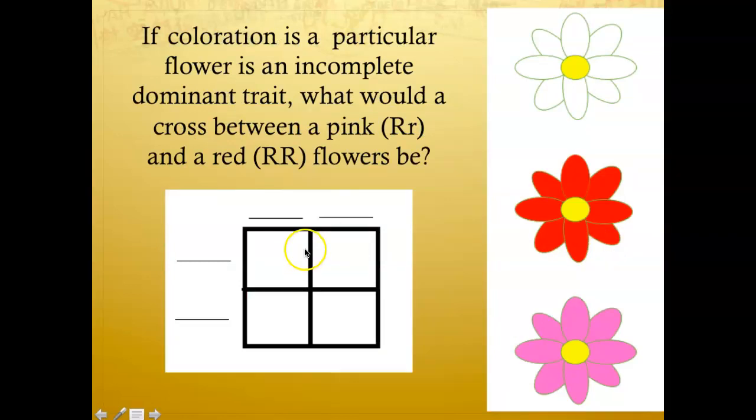Okay, looking at this one, if coloration in a particular flower is incomplete dominant, what would the cross between a pink and a red flower be? So here we could see a red flower and a pink flower. Now here you could see that there's going to be a 1-to-1 ratio. So 50% are going to be red and 50% are going to be pink.